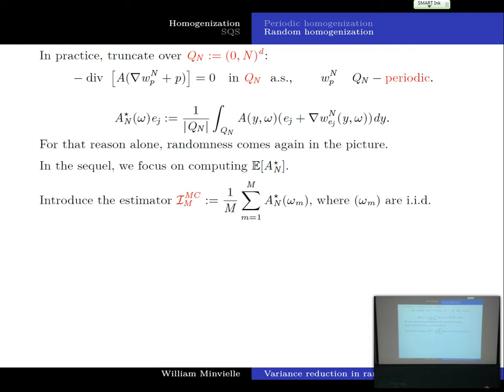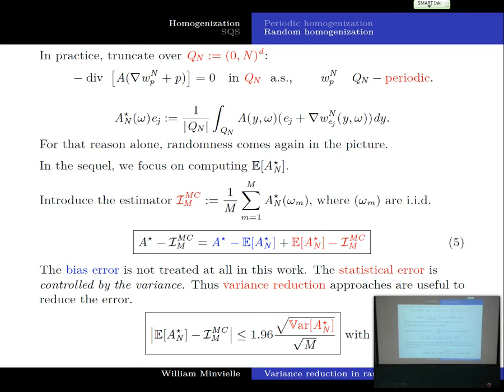So the first thing I will do is that I will take an empirical mean of the aforementioned estimator, and I will try to control the error. Okay. So let me decompose the error. I've got this error, which is completely deterministic. Okay, the bias error, which I will not address. And okay, let me say a word later about it. And there is a purely statistical error, which is in fact dominating.